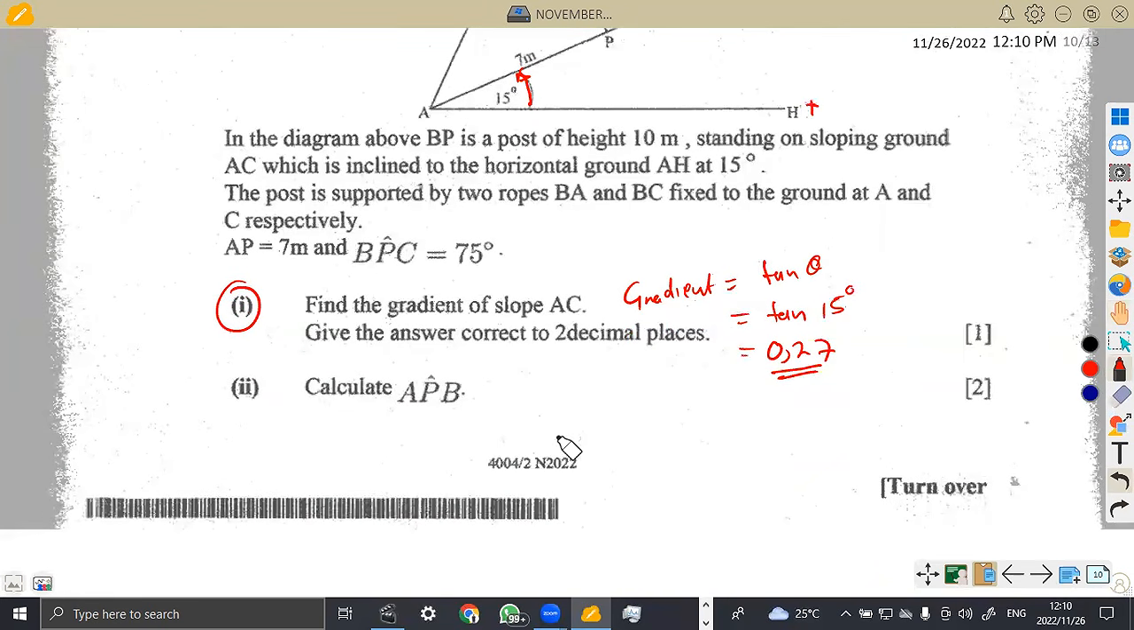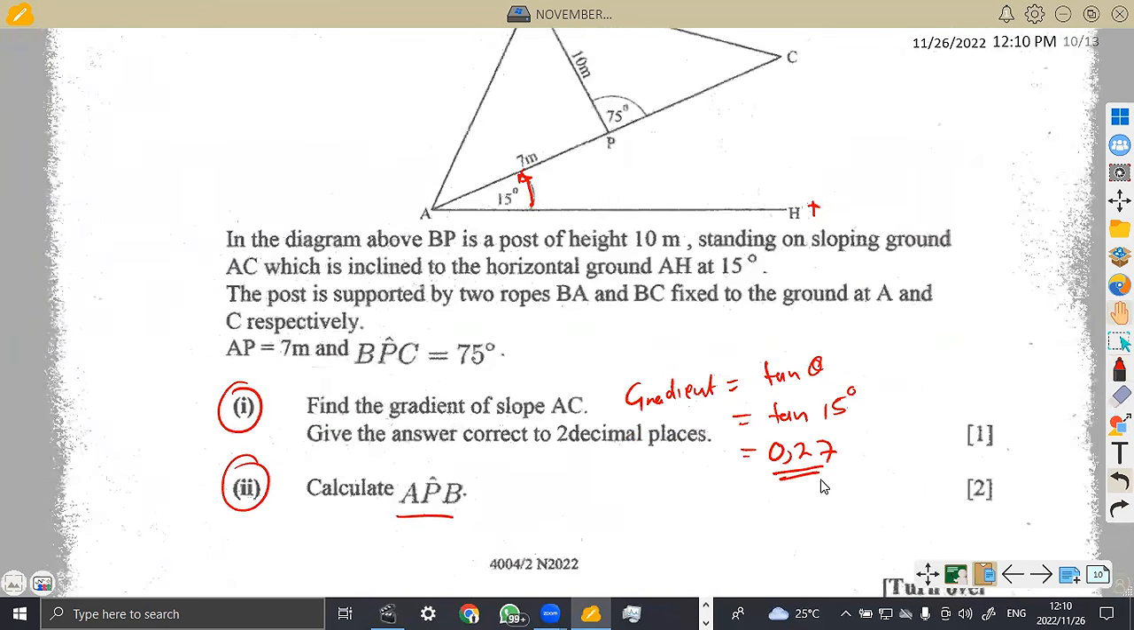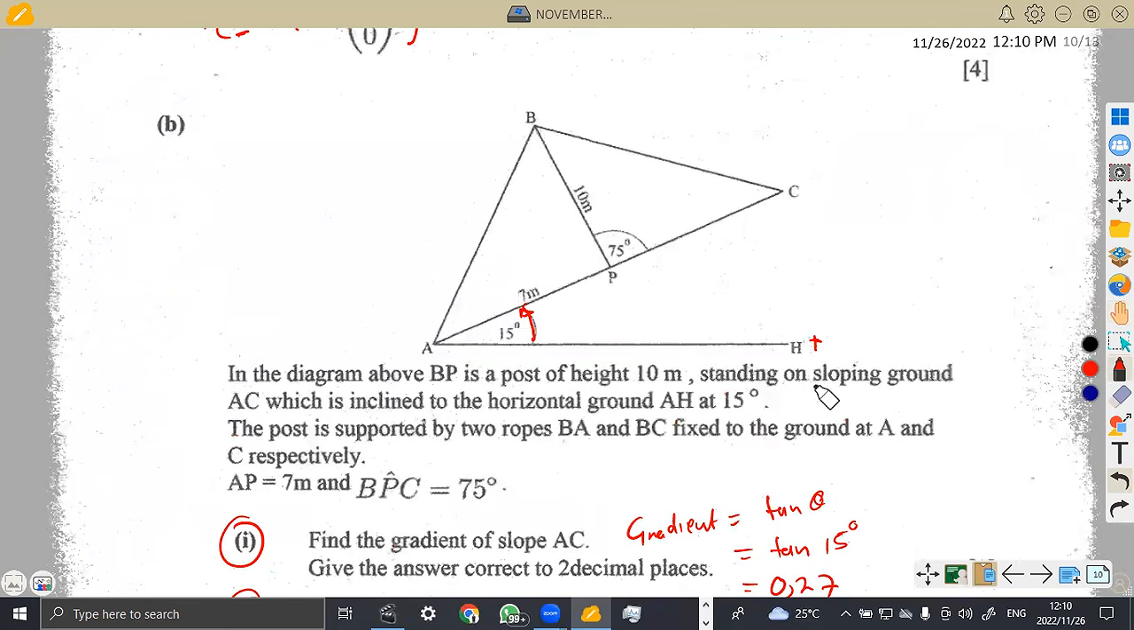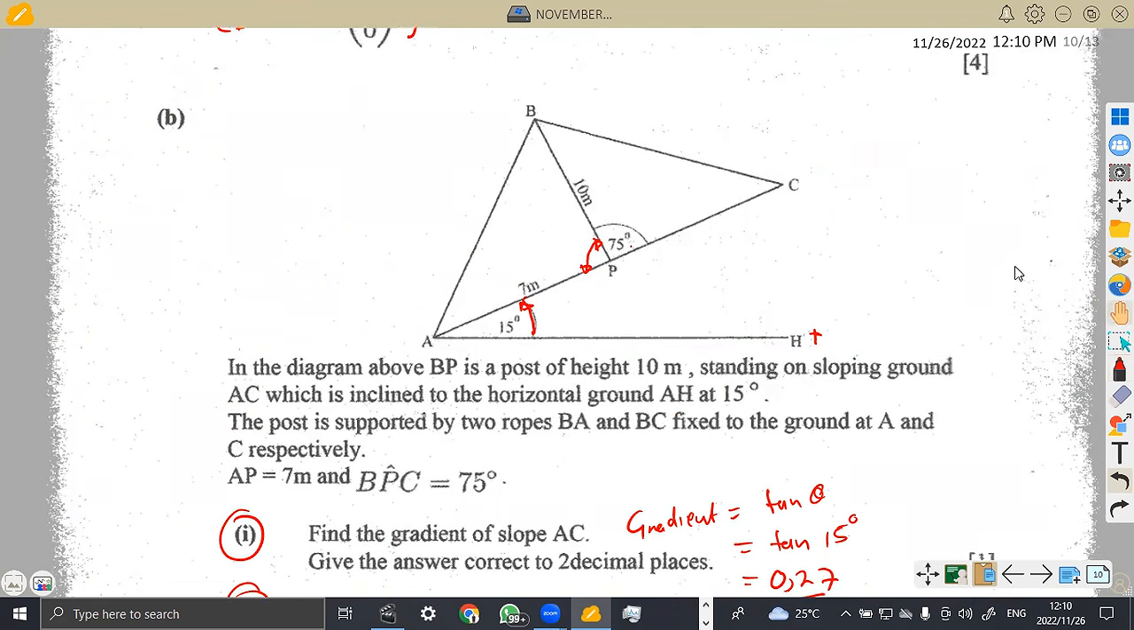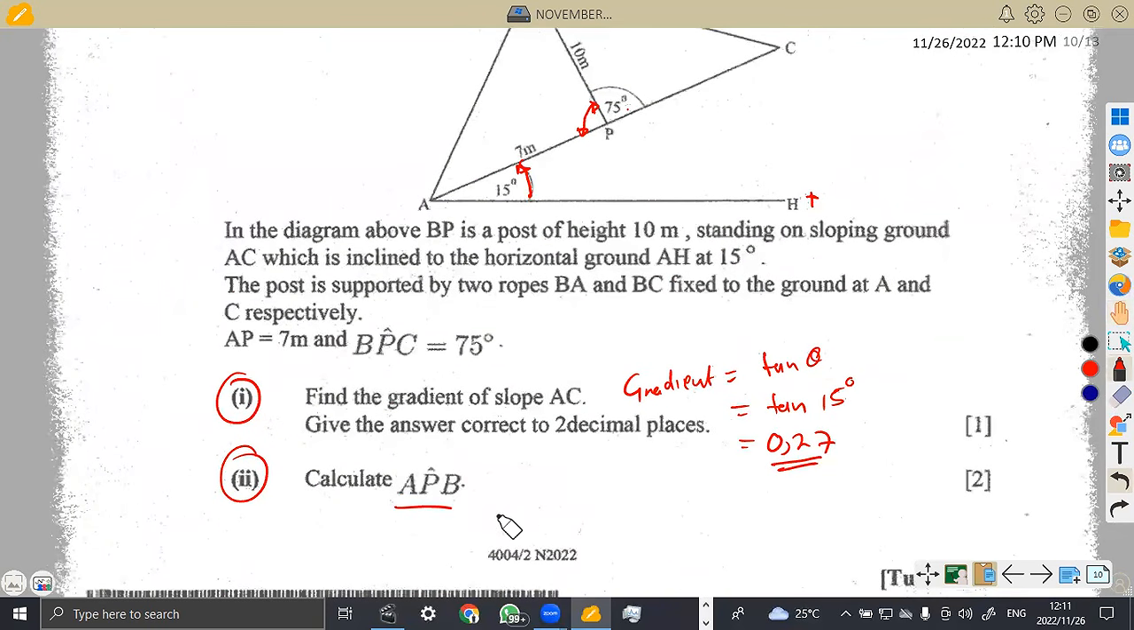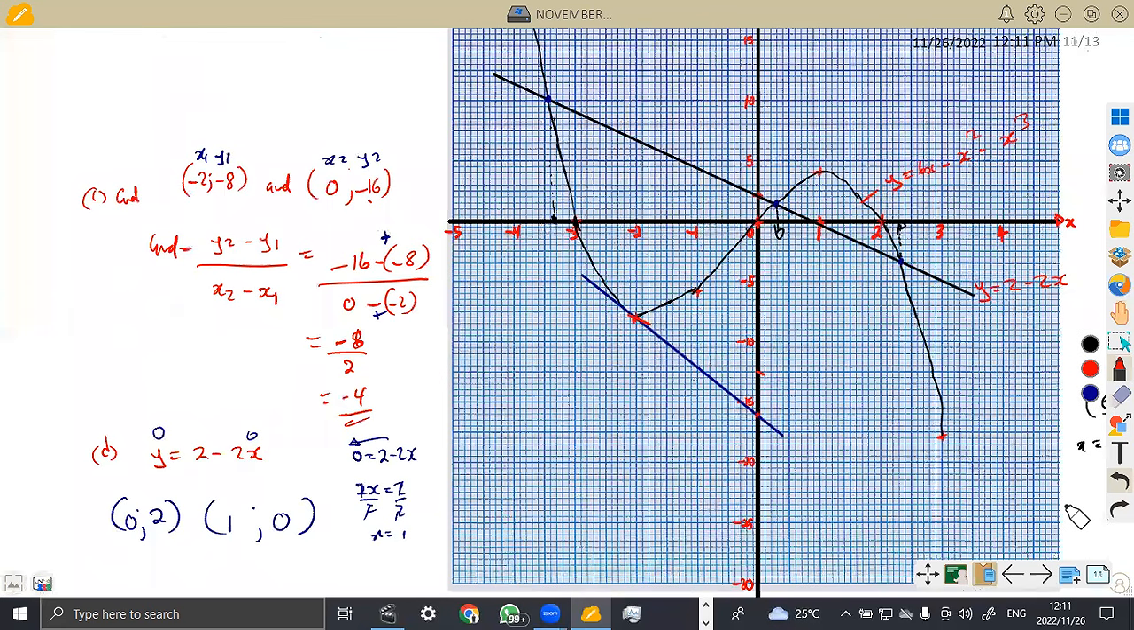Okay, the B part, item 2: calculate APB. APB is an angle, A to P to B, this angle here, guys. Just imagine this is a straight line. APC is a straight line. So from 180, because we've got 75 here, we can get that angle. It was simply 180 degrees minus 75 degrees, which is 105 degrees. Okay, so that's it. Let's see the third part of the question.